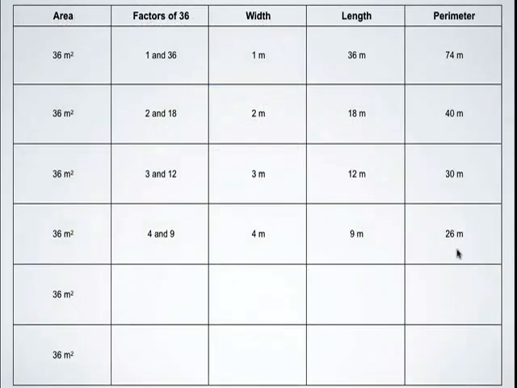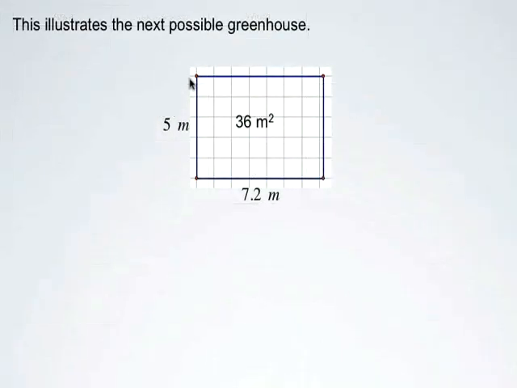So you can see that we've updated the table with 26 meters being the perimeter when you have a width of 4 meters and a length of 9 meters for the greenhouse. And the next ones we'll take a look at are the values 5 and 7.2. 5 times 7.2 will give you 36 meters squared. So we'll try a width of 5 and a length of 7.2 meters, and we'll be able to calculate the perimeter for this rectangle.